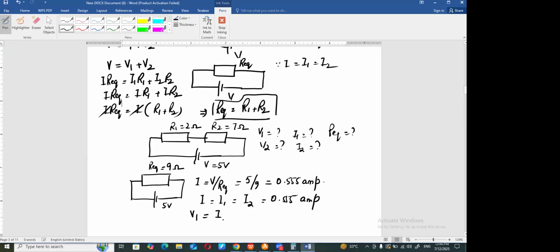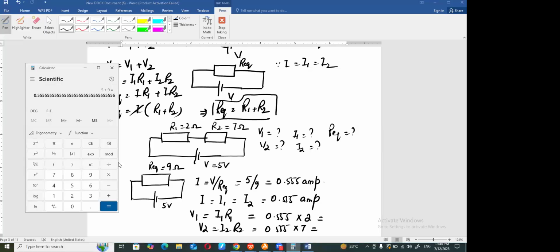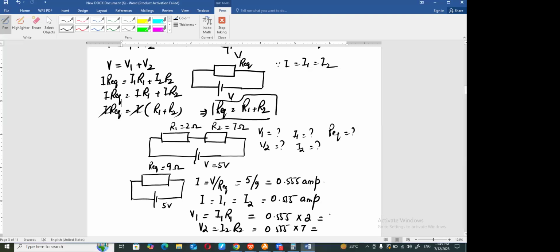V1 is equal to I1 R1. You can very easily find out that 0.555 multiplied by R1, which is 2. And the other one is V2 is equal to I2 R2. 0.555 multiplied by 7. So what is it? Multiply by 2. That is 1.11.